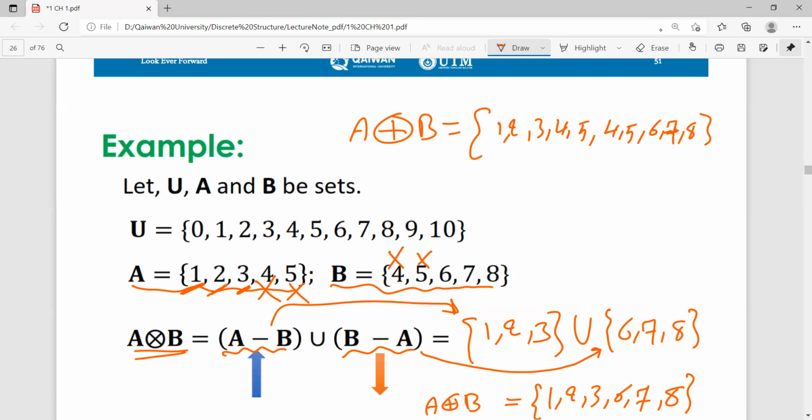Here we are going to delete the repeated ones. We have 4, we delete this. We have 5, we delete this. So what's left? Only 1, 2, 3, 6, 7, and 8 equals 1, 2, 3, 6, 7, and 8. This is the symmetric difference of A and B. Okay? As you see, you got the same results as you did here.